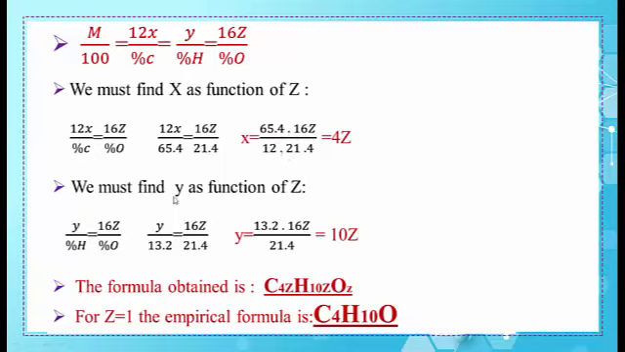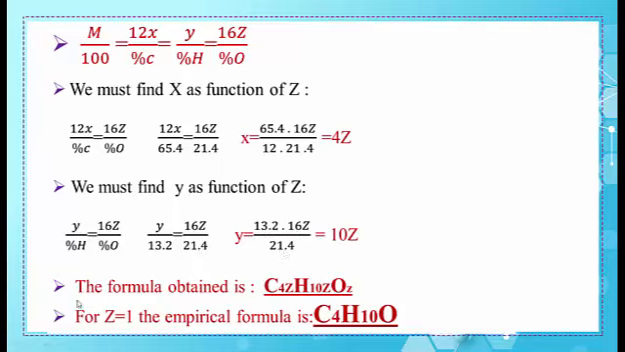We also must find y as a function of z. We say that y over the percentage of hydrogen is equal to 16z over the percentage of oxygen. Then y over 13.2 equals 16z over 21.4. Then y is equal to 13.2 times 16z over 21.4, approximately equal to 10z.